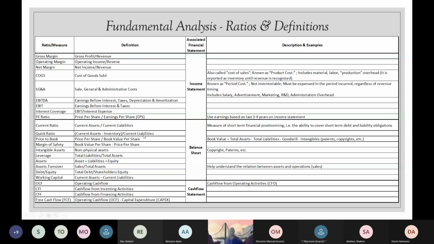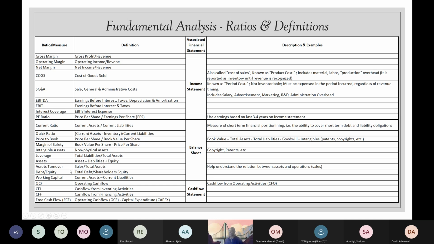Margin of safety, we've talked about this so much in this class that everyone should be able to calculate it. Essentially, the book price minus the price per share. And intangibles will also be seen when we look at the balance sheet in a minute. Leverage, I've talked about the assets, which is liabilities plus equity. The asset turnover, the sales divided by total assets.